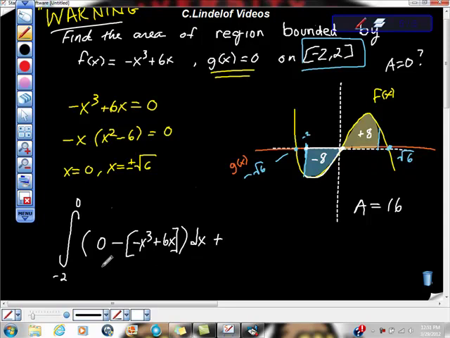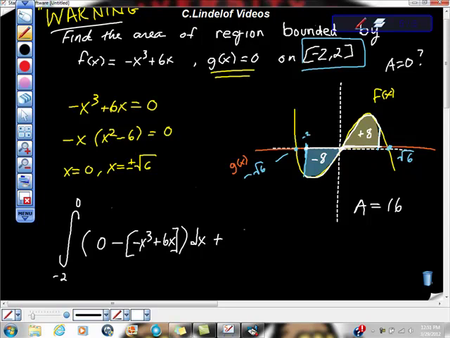Plus, now hopefully you're going to see what's happening here. It's going to change the sign of this. Some people just put a negative out in front of the integration sign, which is fine, but this explains why it's true. And then we're going to go from 0 to positive 2, and if you look from 0 to positive 2, f of x is at the top, and g of x down here is at the bottom.